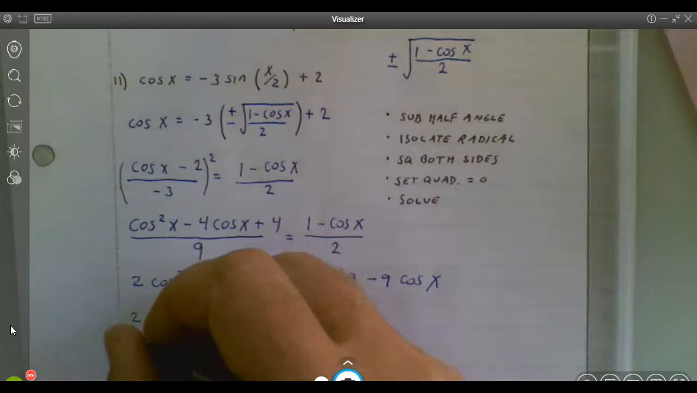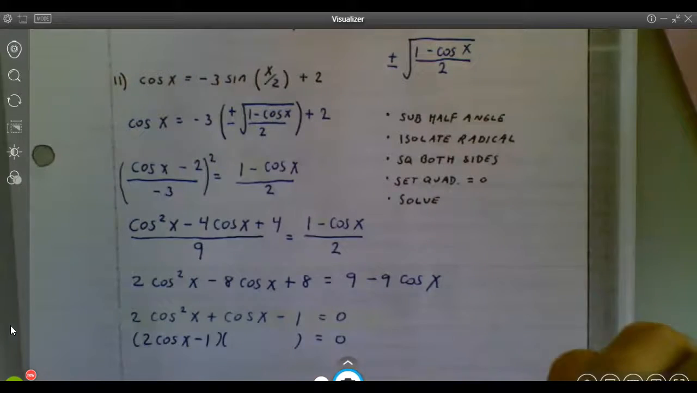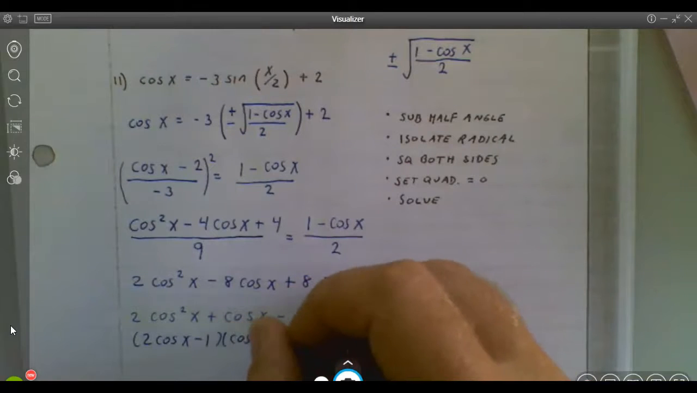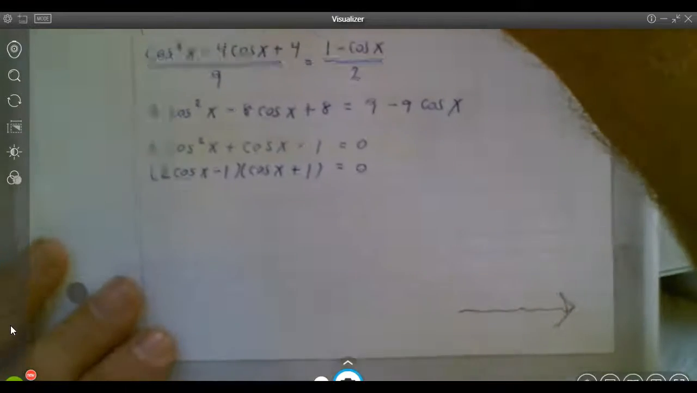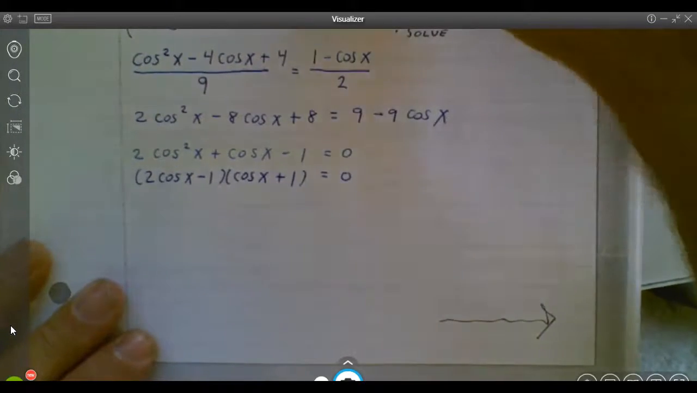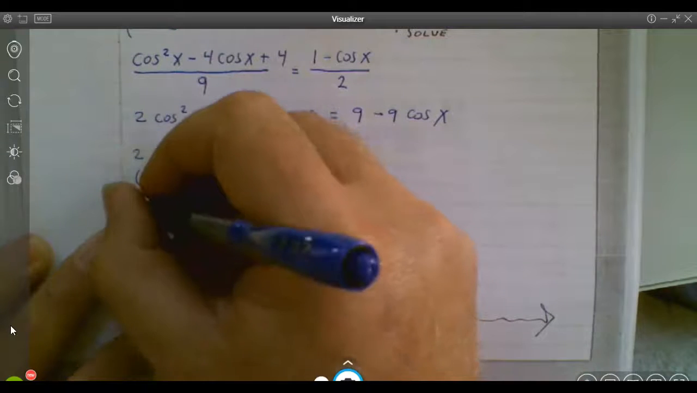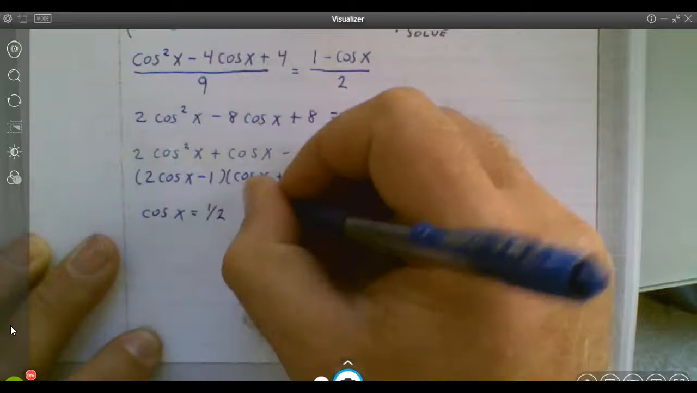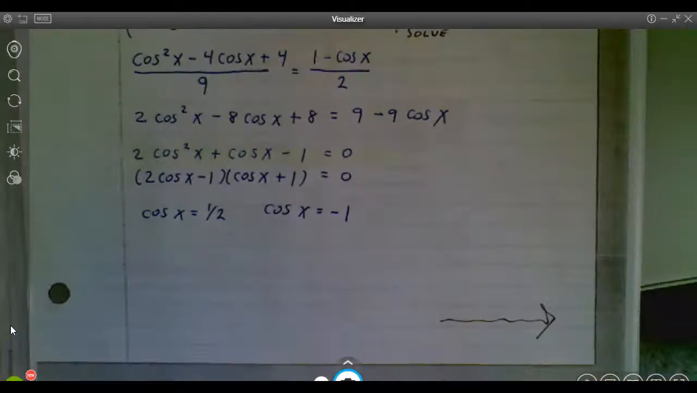So if I factor, I get 2 cosine x minus 1 and cosine x plus 1. We're going to set each one of those equal to 0 and solve it. All right, so cosine of x equals 1/2 and negative 1. So let's take a look at how this would play out as far as these repeating values.